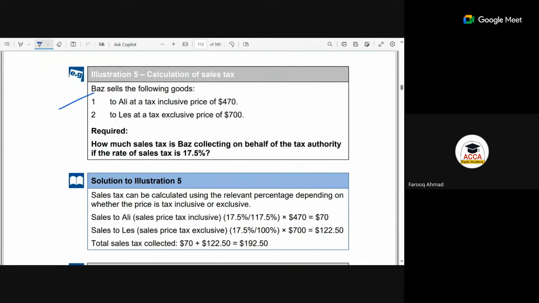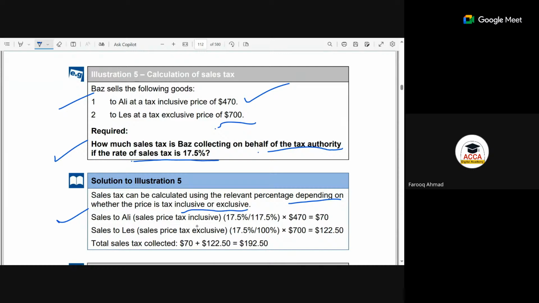See, here they say Ali's tax inclusive price is 470 and the tax exclusive price is 700. So what is required? How much sales tax is BAS collecting on behalf of the tax authority if the tax rate slab is 17.5%? Ali's price is tax inclusive, so sales tax can be calculated using the relevant percentage formula.